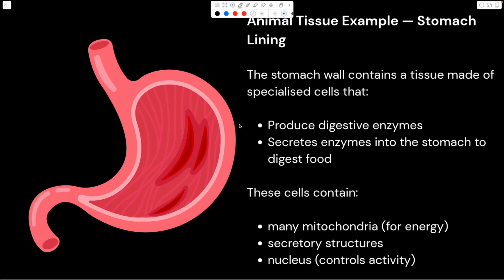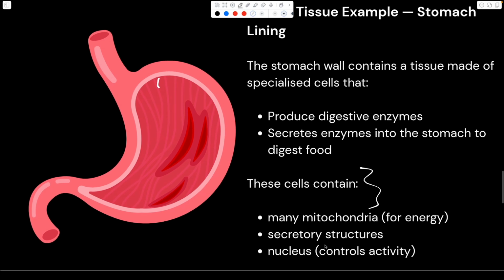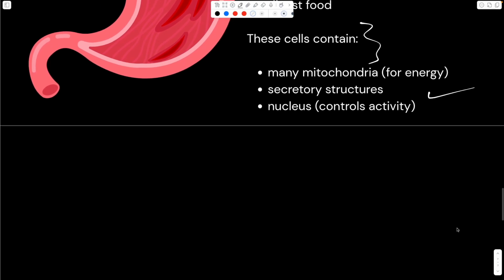The tissue is made up of specialized cells that produce digestive enzymes that digest the protein, and also secrete enzymes into the stomach to digest the food, right? So these cells are specialized to produce enzymes and secrete those enzymes. These cells contain many mitochondria, of course, for energy, secretory structures, as well as a nucleus to control the activity, right?